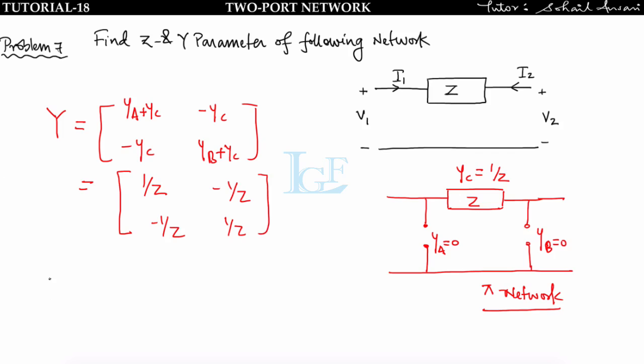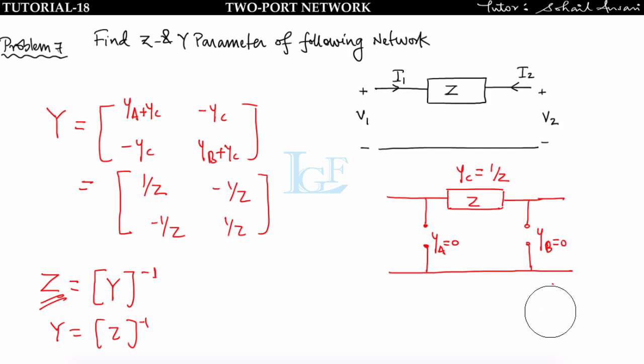Now in order to find the Z parameter, we know that Z is nothing but the inverse of Y, or Y is equal to Z inverse. So if I know the Y matrix, then we can easily find the inverse of the Y matrix in order to find the Z parameter. Now let us find the inverse of the Y matrix. So I have one shortcut which you have to keep in mind.